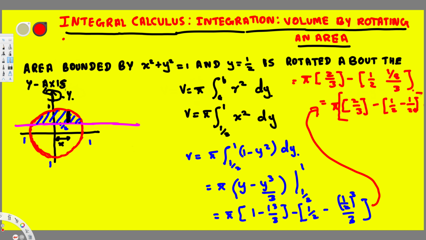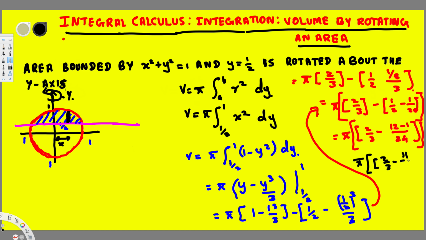Let's simplify this further. It's going to be pi times 2 over 3 minus, and here we can take 24 as our common denominator. If I take 24 as my common denominator, I will get 12 right here, minus 1. And this is going to give us pi times 2 over 3 minus 11 over 24.